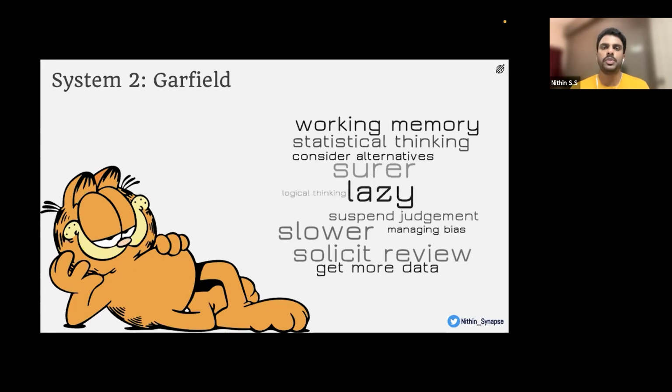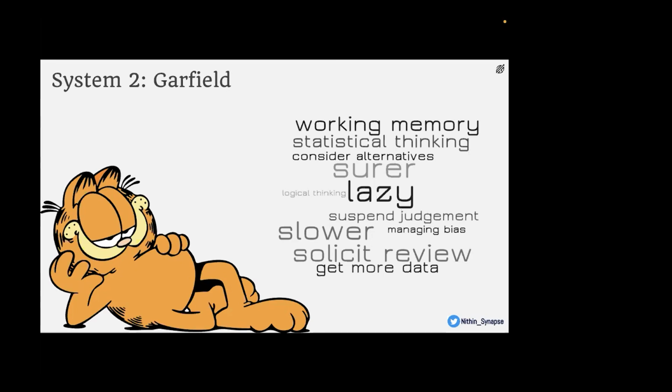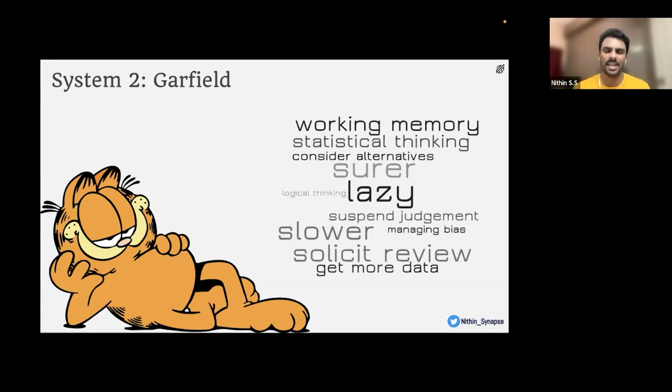System 2 decides what to think about and what to do, and most of the time we have to make it work, else it passes the work to System 1, because System 2 consumes more energy, and we don't want to spend more of our energy.